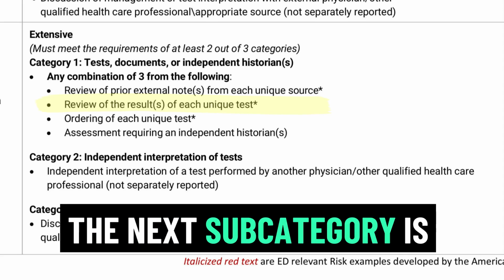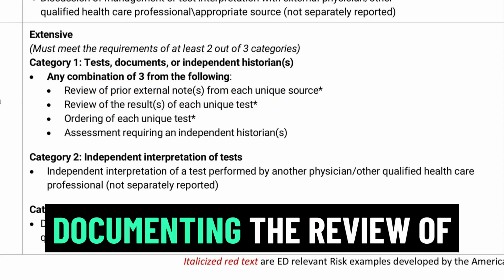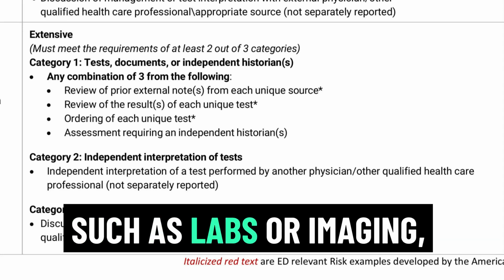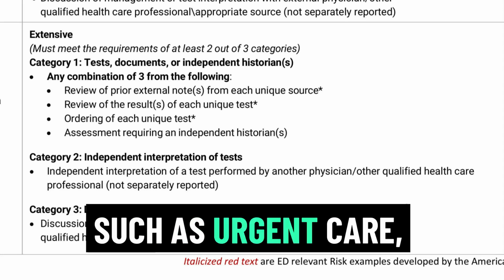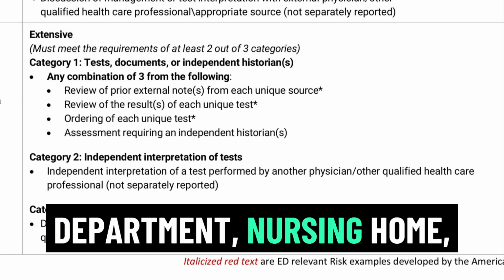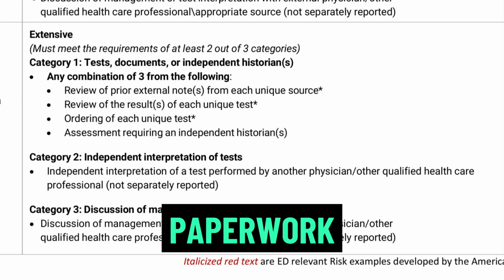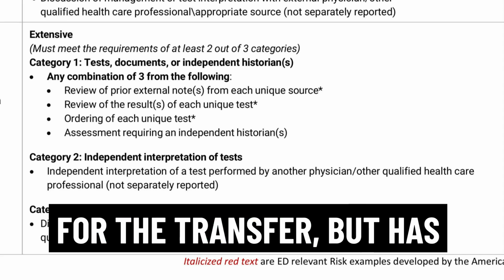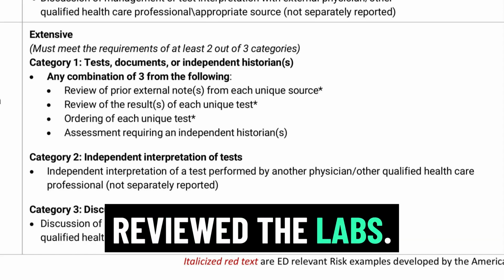The next subcategory is review of the results of each unique test. This one's a little confusing, but it means documenting the review of any tests, such as labs or imaging, that again came from outside of your emergency department, such as urgent care, another emergency department, nursing home, etc. So if your patient was transferred from the nursing home without any paperwork that indicates the reason for the transfer, but has some lab work like a low hemoglobin, just document that you reviewed the labs.